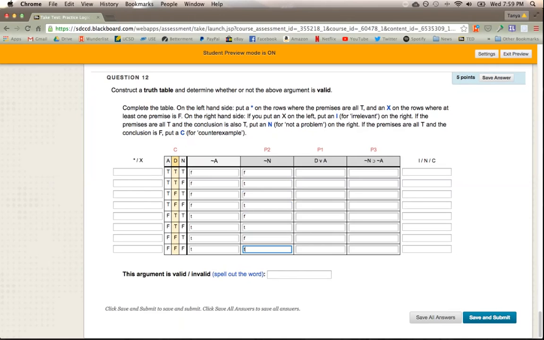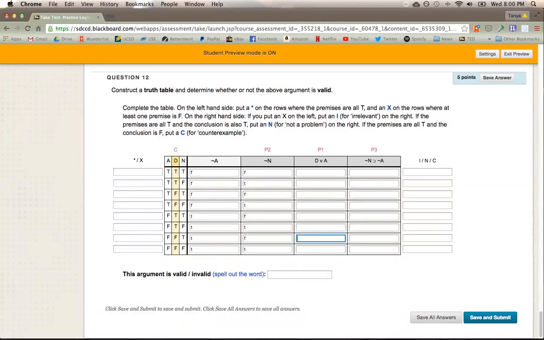D or A. We have to look at the first two columns. But remember, there's only one case where an or statement, a disjunction, is false, and that's when both disjuncts are false. So let's only look for the FF case. And that is the last two rows only. So that's going to be our FF case. Everything else is T.